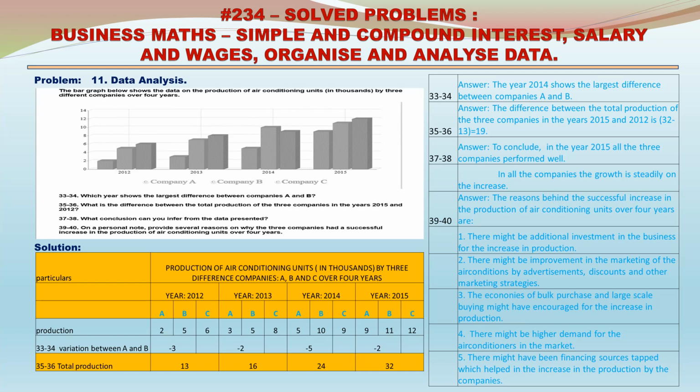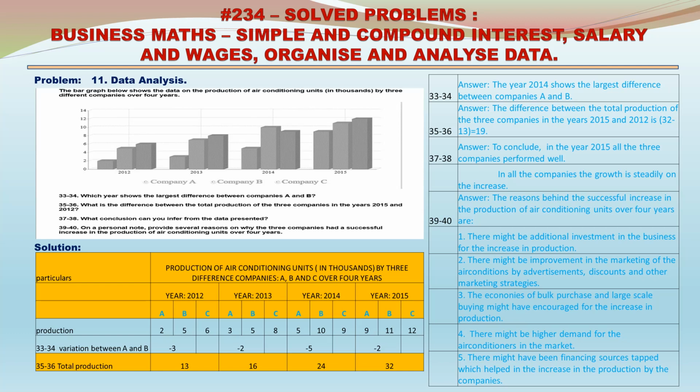Variation between A and B in 2012 is minus 3 thousand units. Variation in 2013 between A and B is minus 2. Variation in 2014 between A and B is minus 5. Variation in the year 2015 between A and B is minus 2.